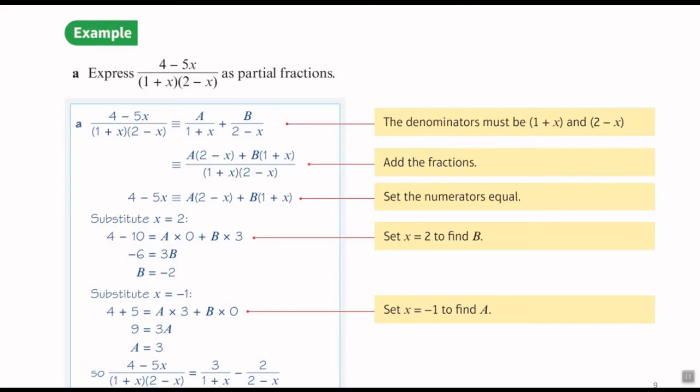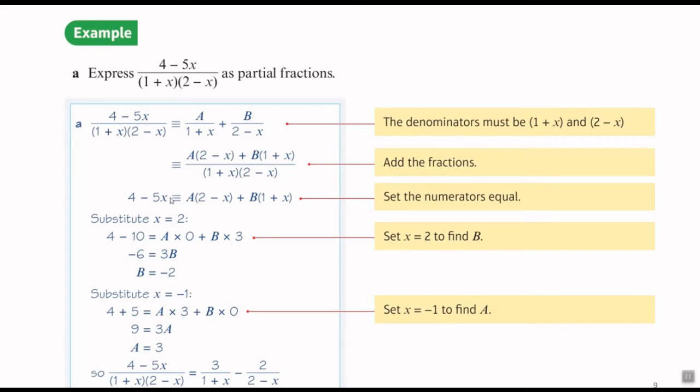Then take the common denominator. What is the common denominator? x plus 1 times 2 minus x. So it can be like this. Multiply both sides by x plus 1 times 2 minus x. Then you will get this identity. Set the numerator: 4 minus 5x identical to a times 2 minus x plus b times 1 plus x.